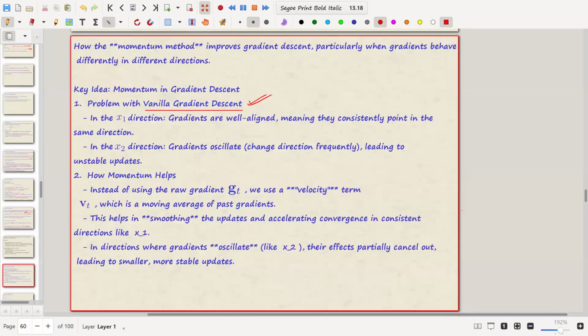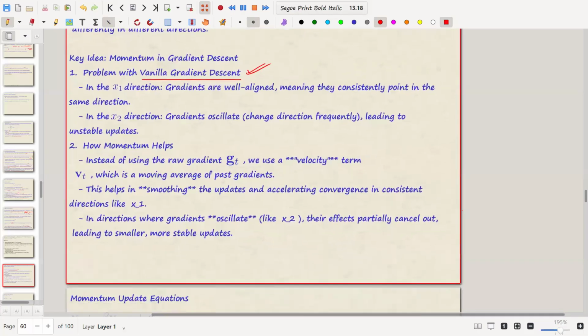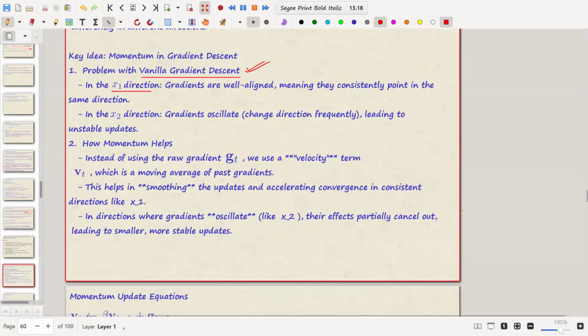Anyway, you can see why the problem occurred. In the x1 direction, gradients are well aligned, meaning they consistently point in the same direction, whereas in the x2 direction, gradients oscillate, change direction frequently, leading to unstable updates. This is the reason why your gradient descent won't work that efficiently on this function. We saw that even after 40 iterations, convergence was not achieved.